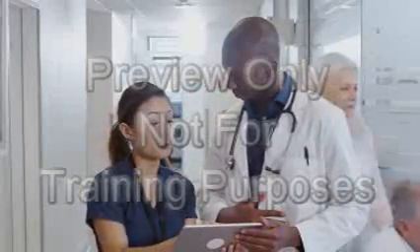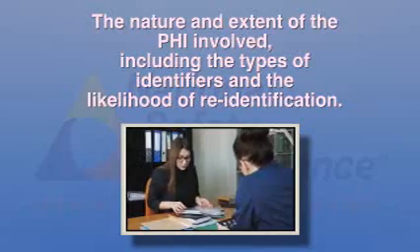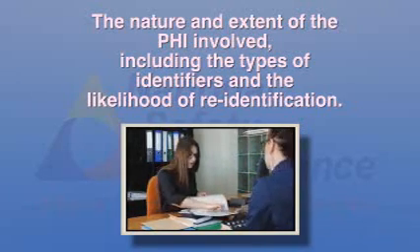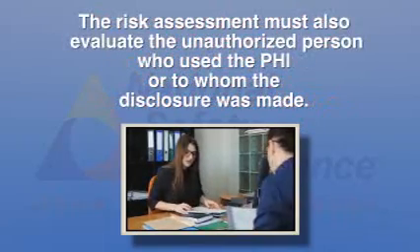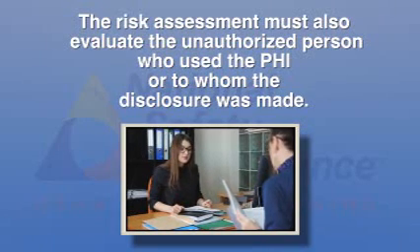The impermissible use or disclosure of PHI is presumed to be a breach unless one can demonstrate there is a low probability the PHI has been compromised based on a risk assessment of at least the following factors: the nature and extent of the PHI involved, including the types of identifiers and the likelihood of re-identification. The risk assessment must also evaluate the unauthorized person who used the PHI or to whom the disclosure was made. It must be determined whether the PHI was actually acquired or viewed, and the extent to which the risk to the PHI has been mitigated.